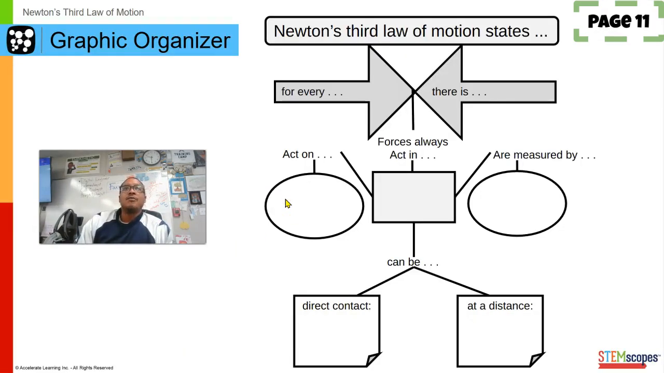We talked a little bit about this also. Here's the question, and if you can't answer all of these, it's totally fine. But this whole thing is about Newton's third law. If you know Newton's third law, then for every something, there's something else. For every action, there's a reaction. And down here is like forces always act in, act on, are measured by. Just fill this in on page number 11 to the best of your ability. Do it in pencil. Don't worry, we will learn and then we will come back.